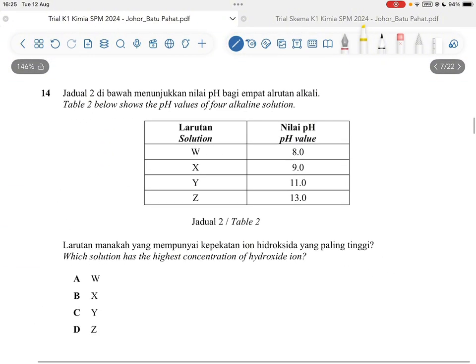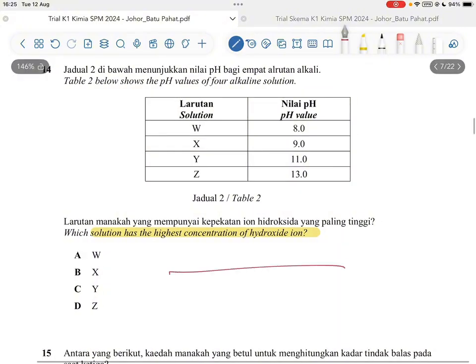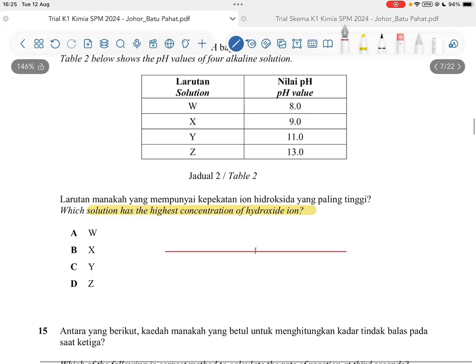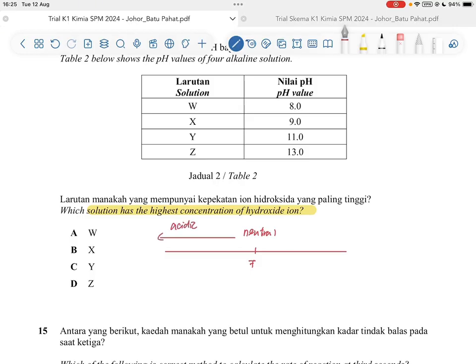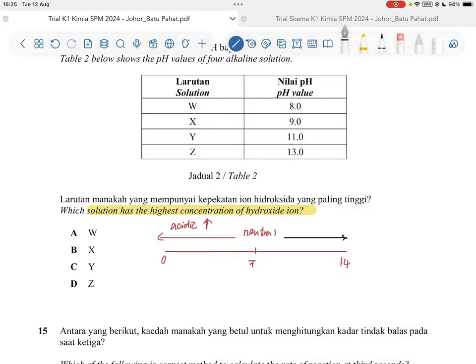Okay, question 14. Which solution has the highest concentrations of the hydroxide ion? It is given the solutions W, X, Y, Z and their respective pH values. So we know that this is a pH scale. At pH 7, that is neutral. When it goes to the left side, it means that the acid strength is very high. And then when it goes to the right, it means that the alkali strength is gradually increased.